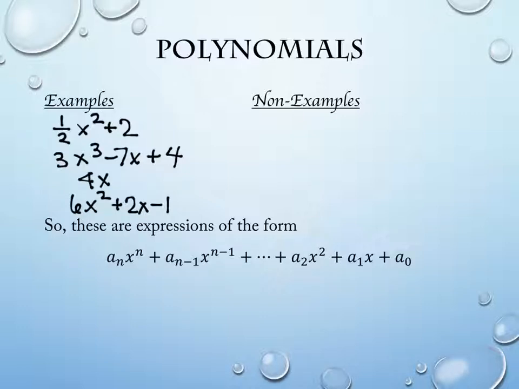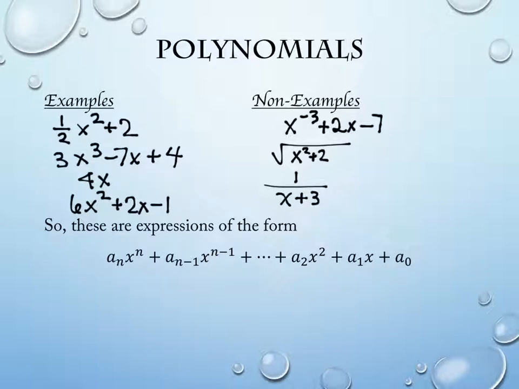Okay? Let me give you some examples of things that aren't polynomials. X to the negative 3 plus 2x minus 7. Square root of x squared plus 2. 1 over x plus 3. These are not polynomials. So see if you can tell me what you notice to be different between the set on the left and the set on the right. What's different?